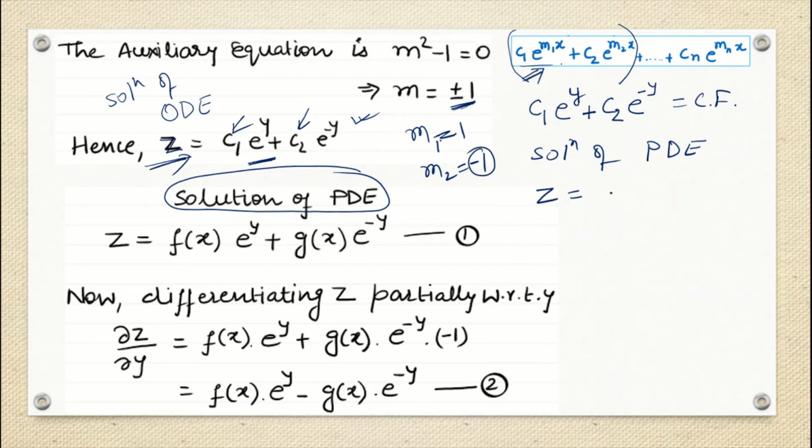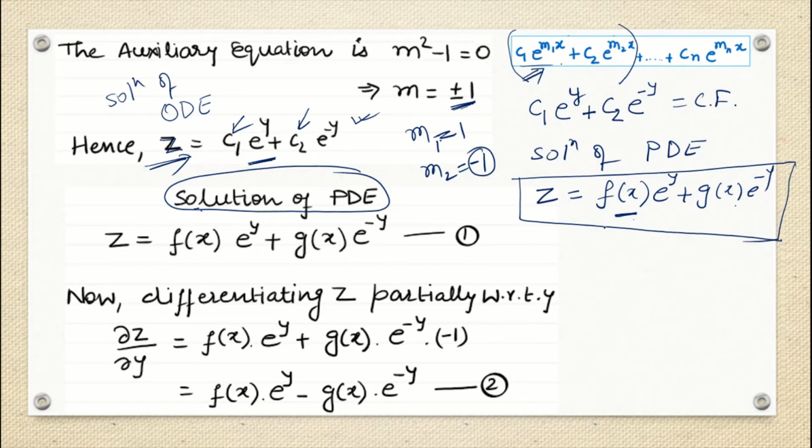I'm going to write down any function name, f(x), g(x), any other name also. And the reason why I'm going to write the solution of the partial differential equation as f(x) e^y + g(x) e^(-y) is what we discussed in lecture number 8, last lecture only. In a partial differential equation, we use an arbitrary function, not an arbitrary constant. Yes, this is the solution of the partial differential equation.